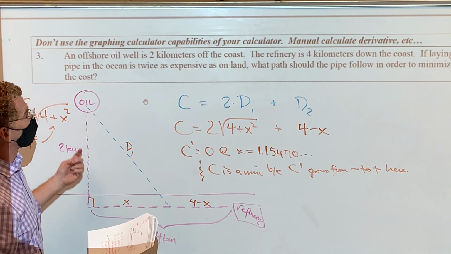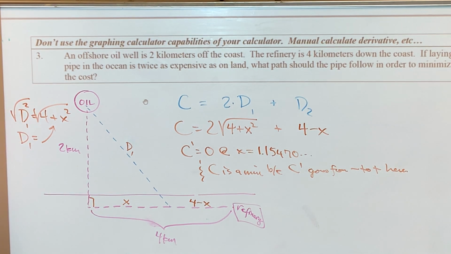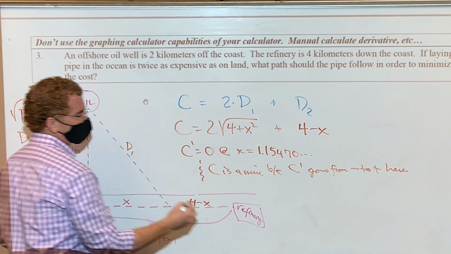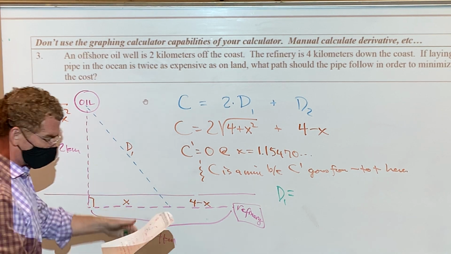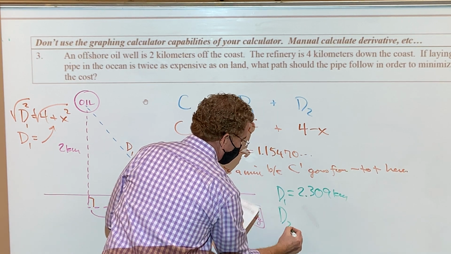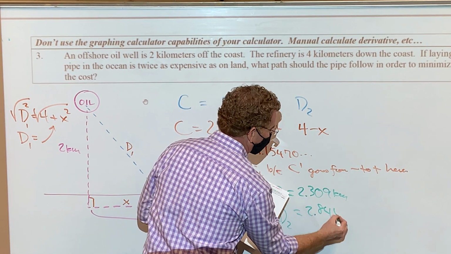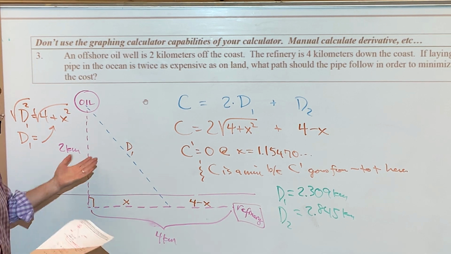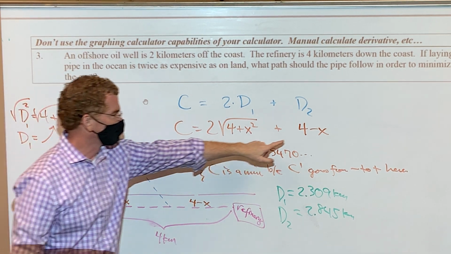And then the question was, what path should they follow? Now, again, I'm not gonna ask vague questions. I mean, that sounds like, am I supposed to figure out the angle? Whatever, so what I just did is said, I just found the distances. So the D1, your first distance, which is gonna be you're in the water, is gonna end up being 2.309 kilometers. And my D2 ends up being just 4 minus x, which is 2.845 kilometers. And how would you find that D1 again? Tell me, how did you find D1? Plugged it in there. And how did you find D2? Plugged it in there.